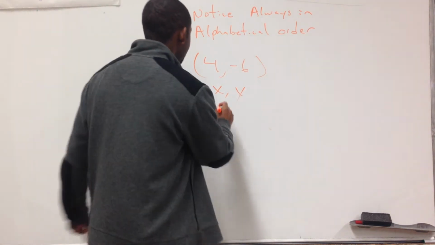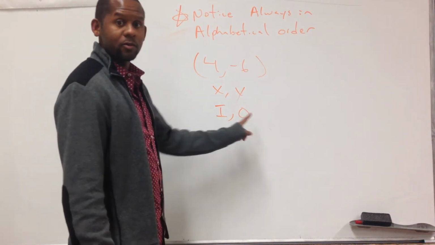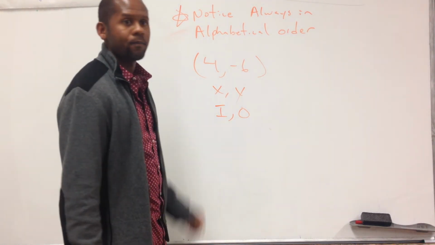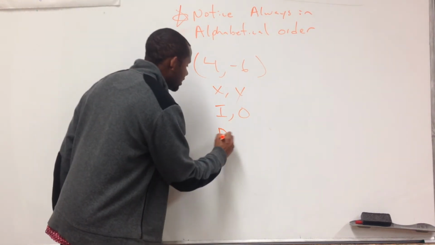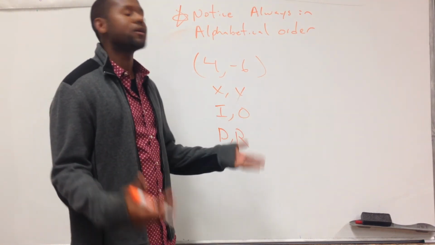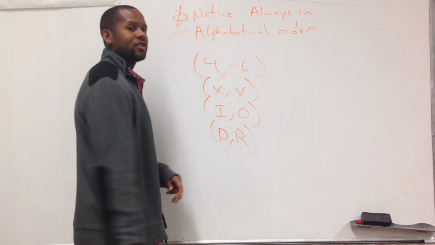You have inputs, outputs. I comes before O. A, B, C, D, E, F, G, H, I, J, K, L, M, N, O. Domain and range, D, R. D comes before R. They're always in alphabetical order. So this is a way to help you remember which is which.